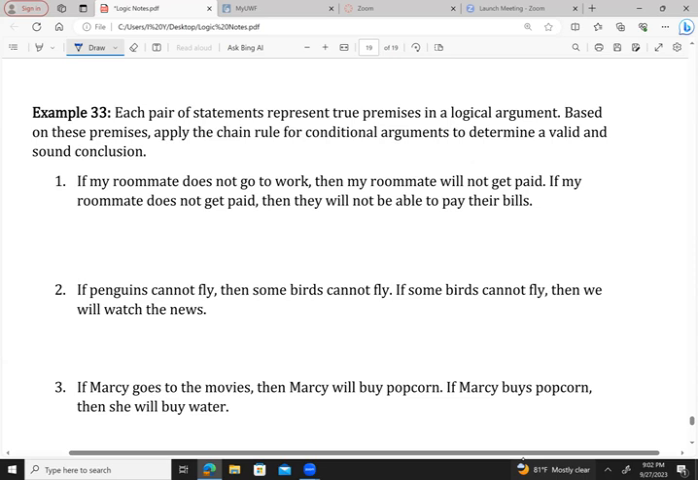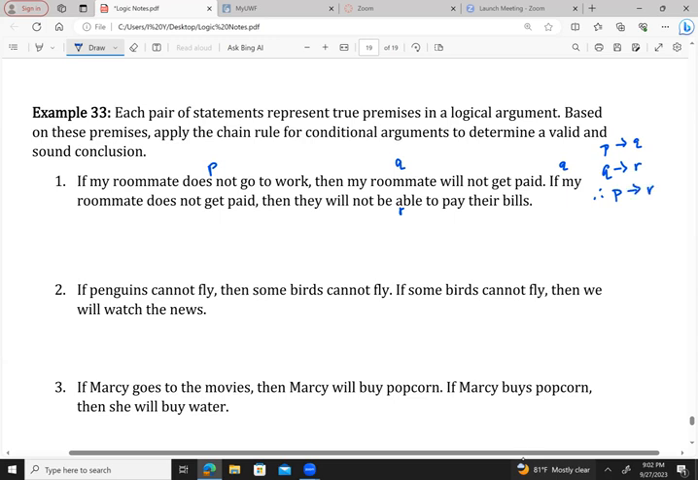So I have if my roommate does not go to work, that's P, then my roommate will not get paid, that's Q. So I have P and Q. If my roommate does not get paid, that's Q, then my roommate will not be able to pay their bills, that's R. So then I have if Q, then R. So therefore, if P, then R.